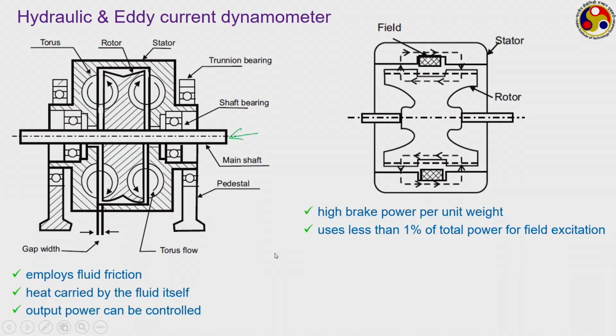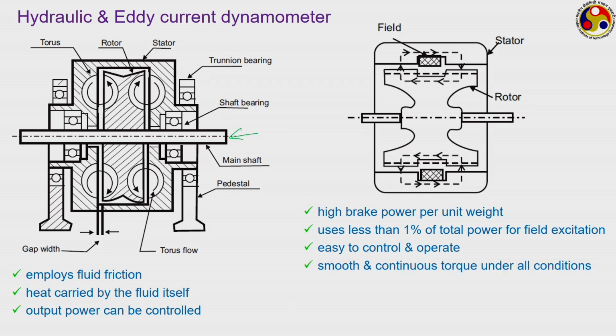The eddy current dynamometer probably is, or it definitely is, the most popular one among all the absorption type of dynamometers, and a very common instrument for torque measurement, because it offers a huge set of advantages like high brake power per unit weight. It uses less than 1% of total power for producing that field excitation. So, there is hardly any loss in the value of power, and it is very easy to control and operate. Just by controlling the field excitation, we can always control the operation of this dynamometer.